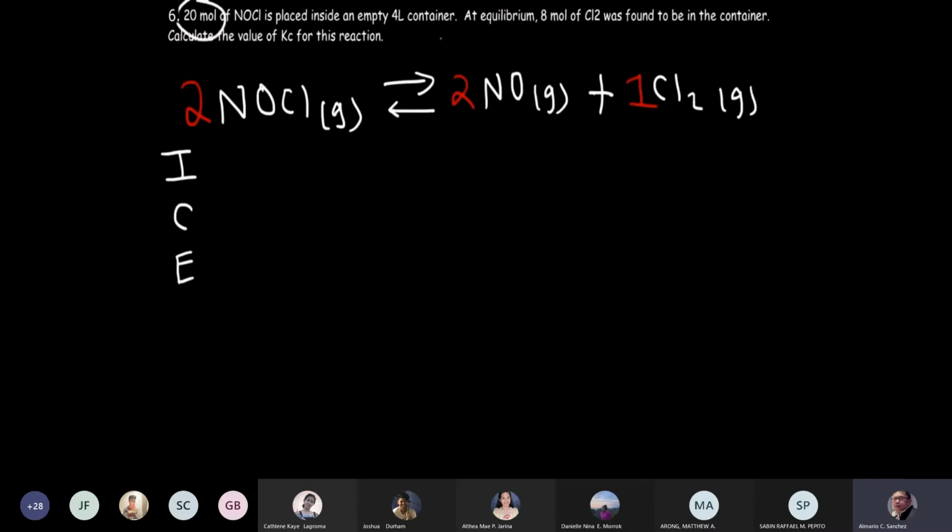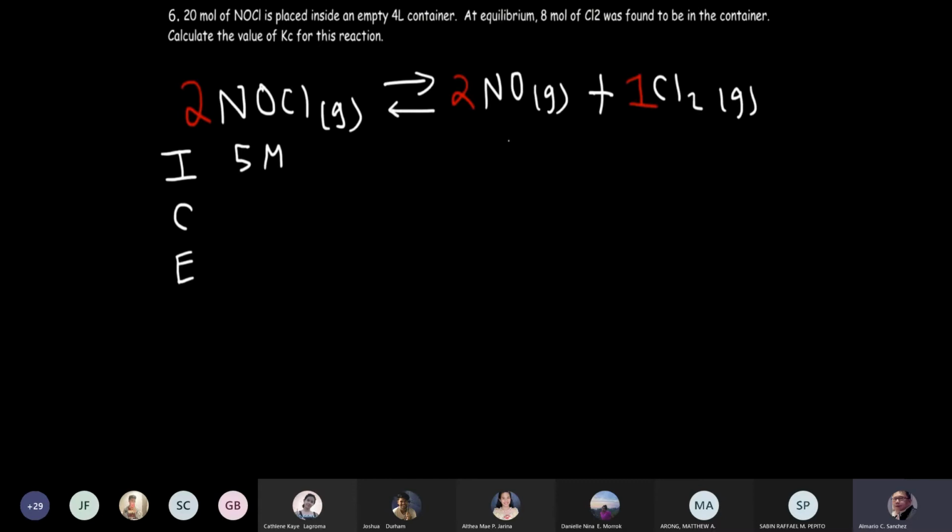Notice that we placed 20 moles in a 4-liter container. So to calculate the concentration, it's moles divided by liters. So we have 20 moles of solute divided by 4 liters. So that's going to be 5 moles per liter. That's the initial concentration of NaCl.